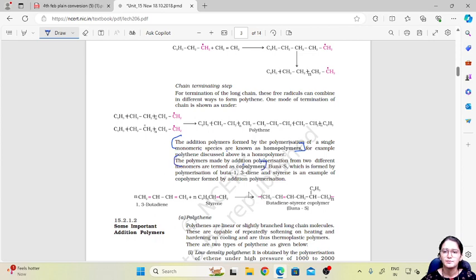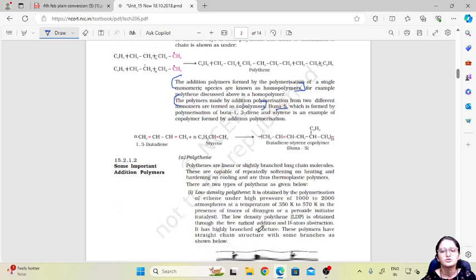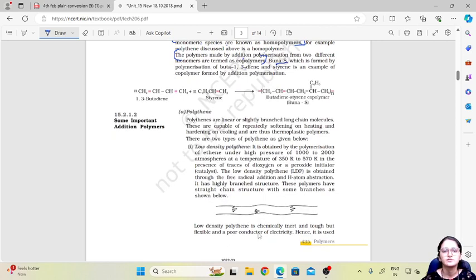Here the example is Buna S, which is formed from polymerization of buta-1,3-diene and styrene. So here it is given, Buna S is formed from buta-1,3-diene and styrene. Then some important addition polymers. Now we will see examples of addition polymers.